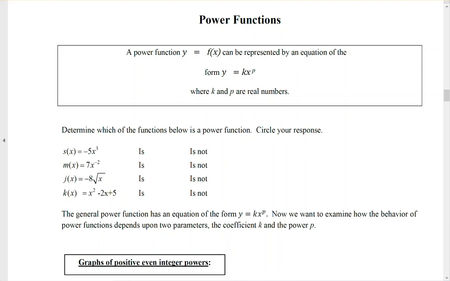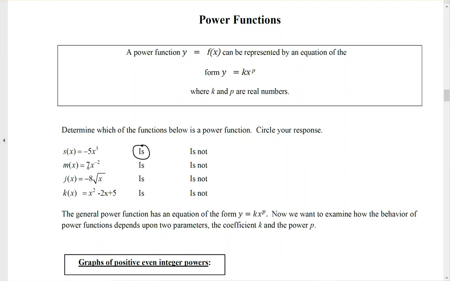This section talks about power functions, and a power function can be represented in this form: y equals k, which is just some real number, x to a power p. And the p, that power, can be any real number. So as we look through these examples here, we see that we have a -5 in front and a 3 is a power. Both numbers are real. So this does represent a power function.